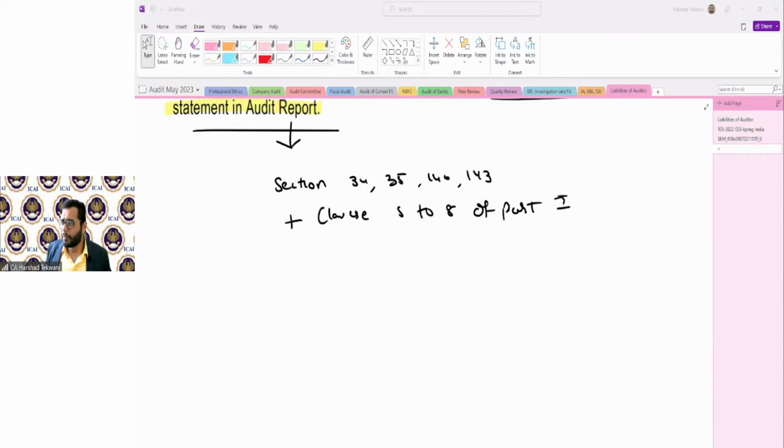Any doubts? Any doubt, guys? See, the more you ask, the more clarity you will get about the topic. This topic covers a larger area. It discusses the liability side of an auditor, like which liabilities an auditor may face. Okay, so any doubt?